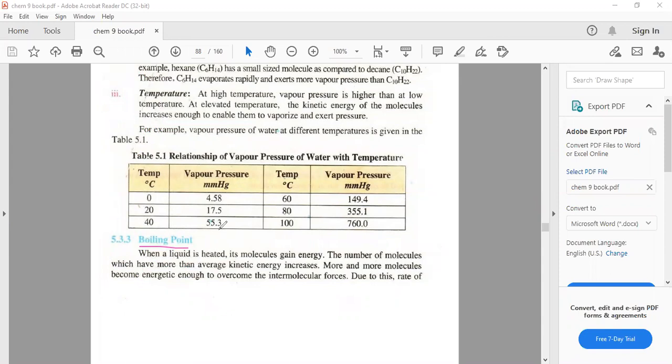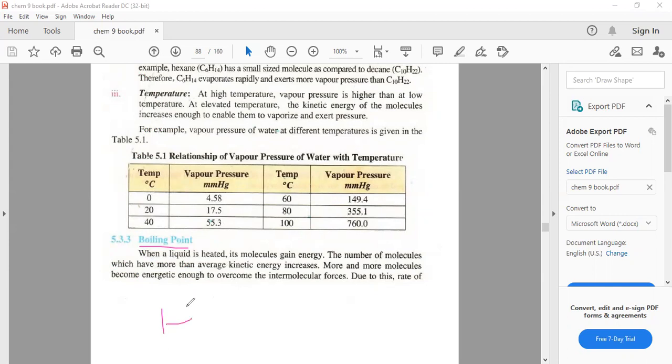As we know, when we are providing heat to the liquid, the molecules gain energy due to the temperature that we are giving, the heat that we are providing. So liquid molecules gain energy and start movement. Due to that movement, their average kinetic energy will increase.